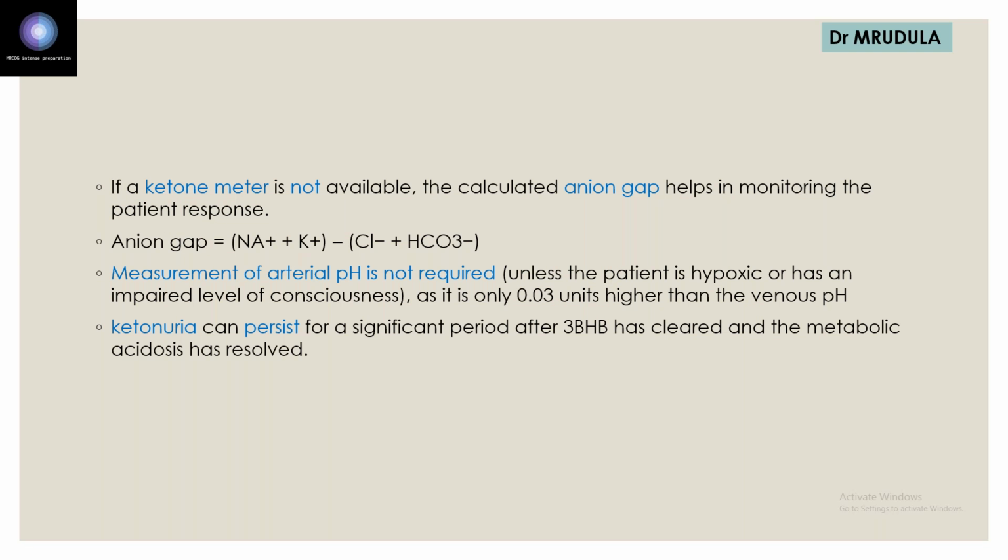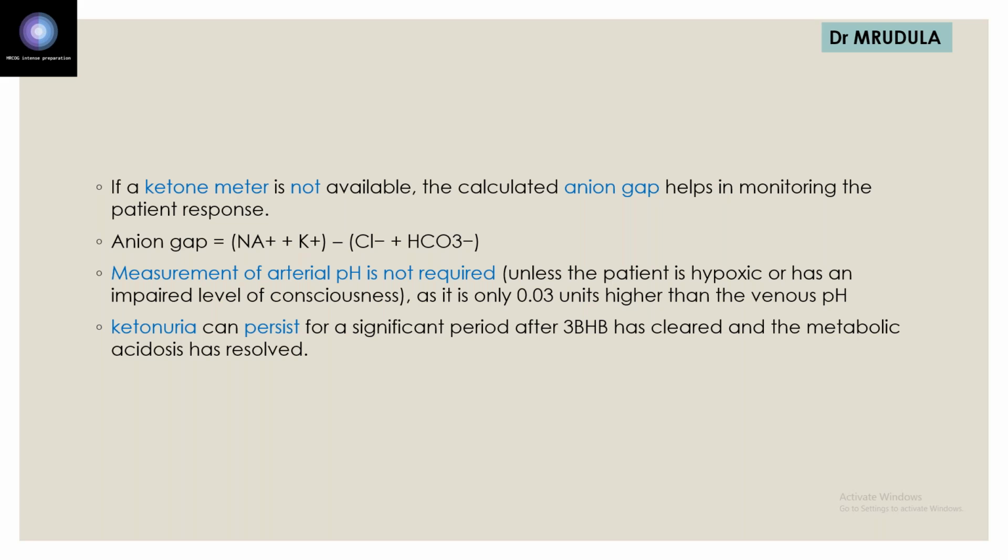Now, while monitoring, if the ketone meter is not available, the anion gap should be calculated. How do you calculate the anion gap? You have to measure the positive ions and subtract the negative ions from that. The positive ions measured in the body are sodium and potassium. So you measure the sodium and potassium concentration, add them, and from that subtract chloride and bicarbonate. So sodium plus potassium minus chloride plus bicarbonate. This is the way you will calculate the anion gap.